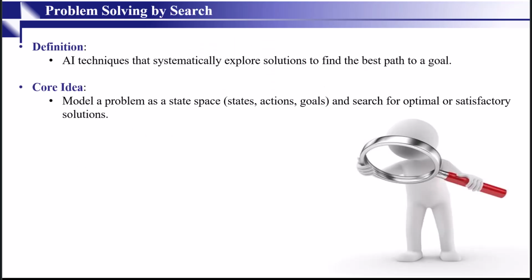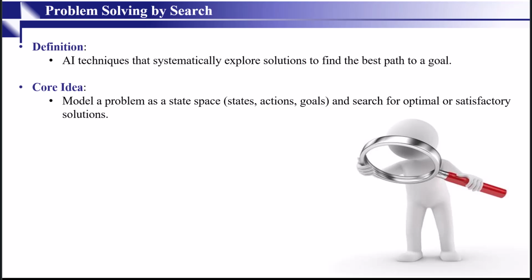So first, what is problem solving by search? Problem solving by search refers to the systematic exploration of possible solutions, and here we want to reach the defined goal state. For example, solving a maze involves starting at an initial point, then we explore different paths, and we attempt to reach the exit.